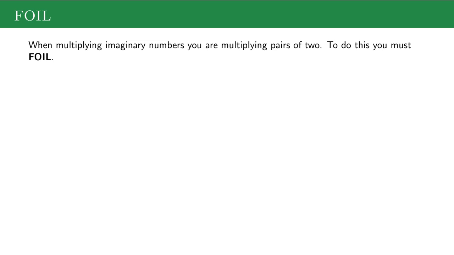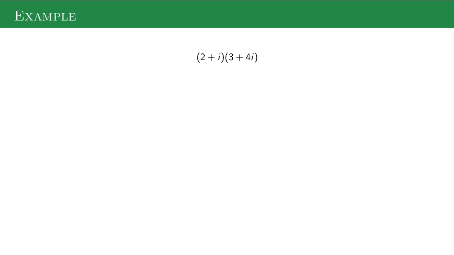When I'm multiplying imaginary numbers, there's 2 things in each imaginary number, so when I multiply 2 things together like that, I have to remember to FOIL. So (2 + i) times (3 + 4i), I'm going to do first, so 2 times 3, outer, 2 times 4i, inner, and last. All right, so that gives me these 4 separate terms when I multiply them together.